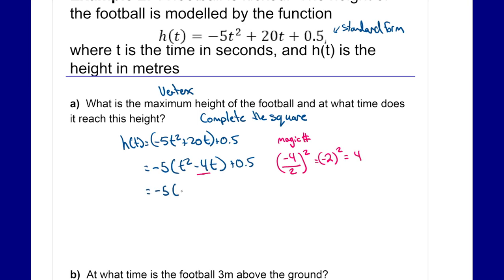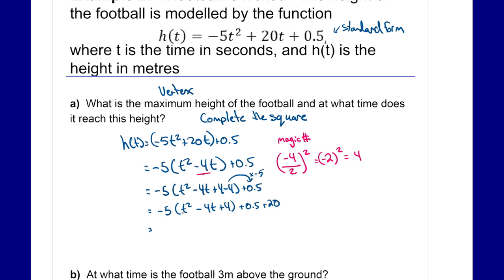So negative 5 times t squared minus 4t plus 4 minus 4, plus 0.5. This negative 4 is going to move to the outside, and I'm going to reapply that factor that I took out. So I'm going to multiply it by negative 5. Negative 5 times t squared minus 4t plus 4 is still in the brackets, plus 0.5 plus 20 from the negative 4 times the negative 5.